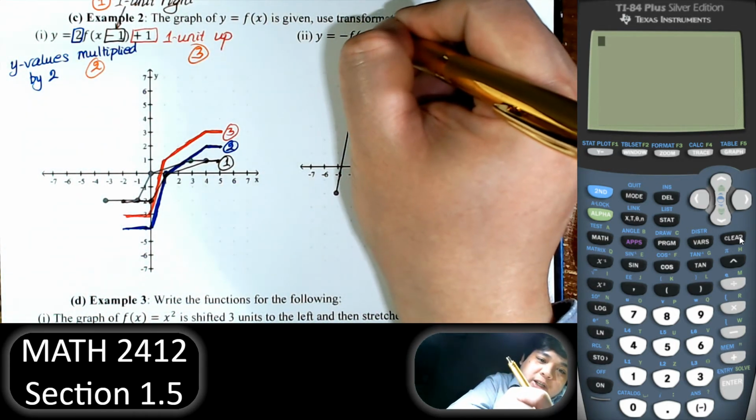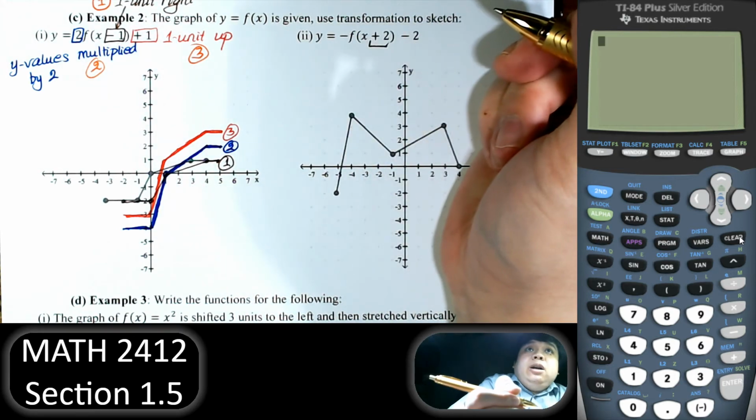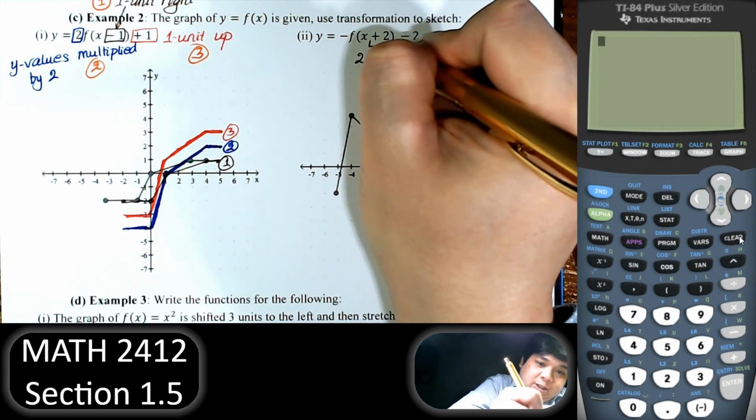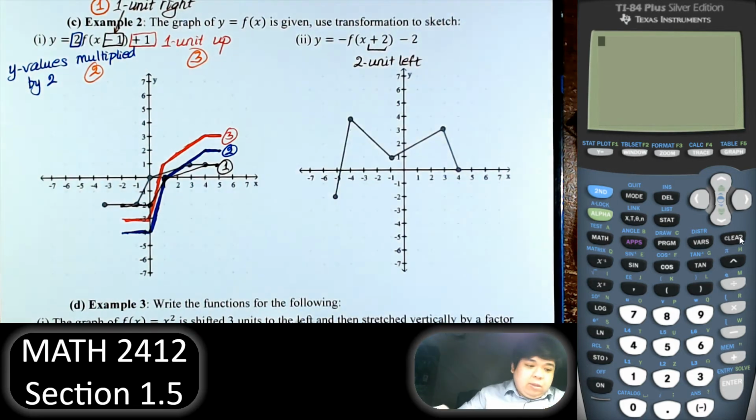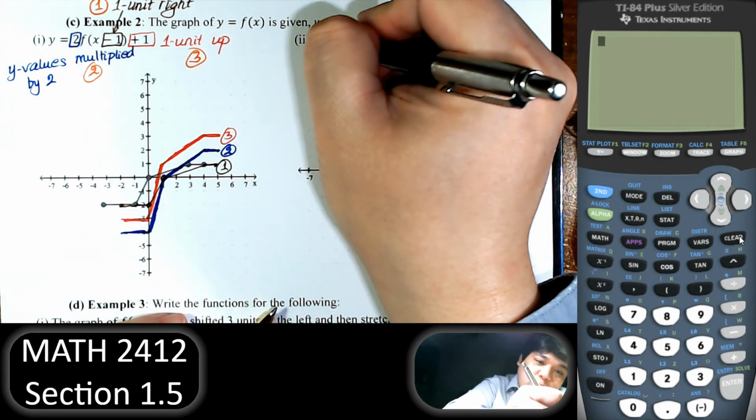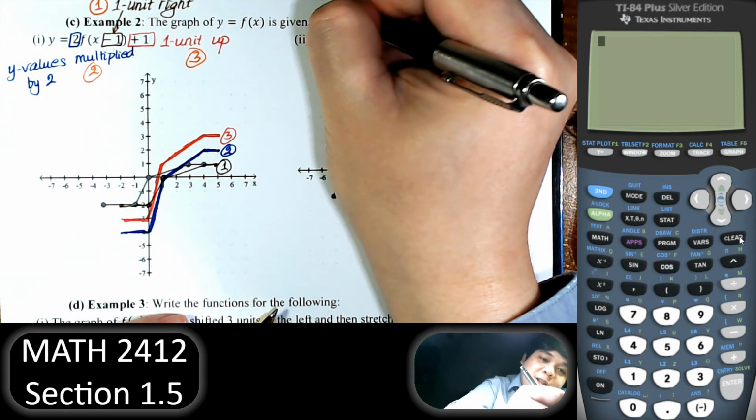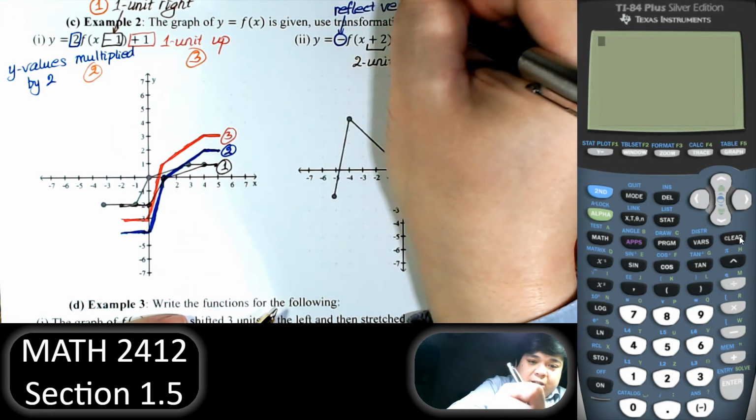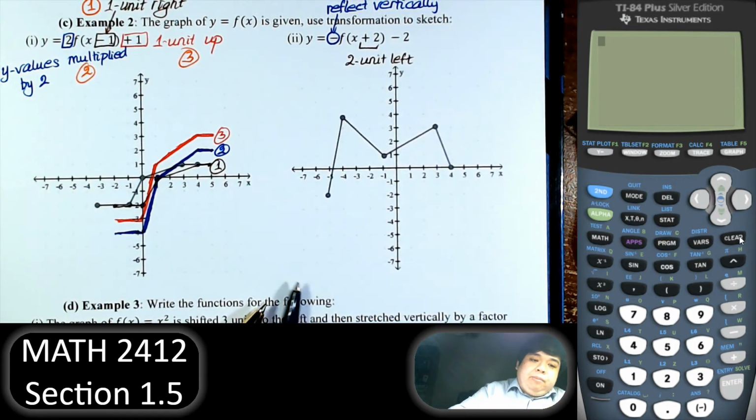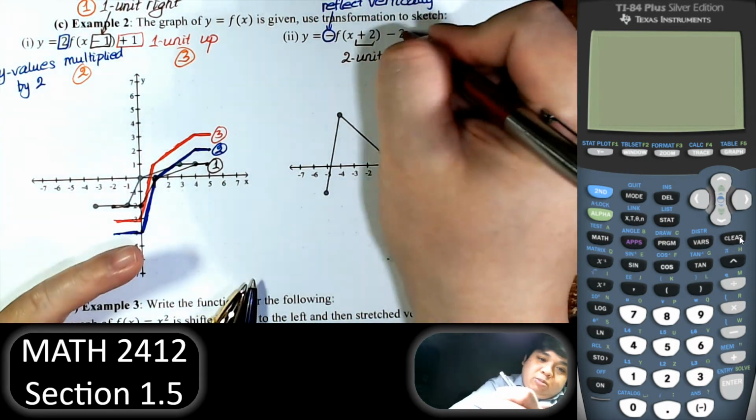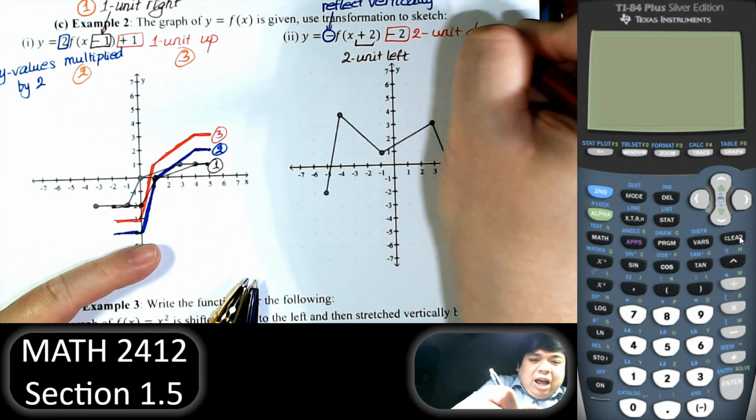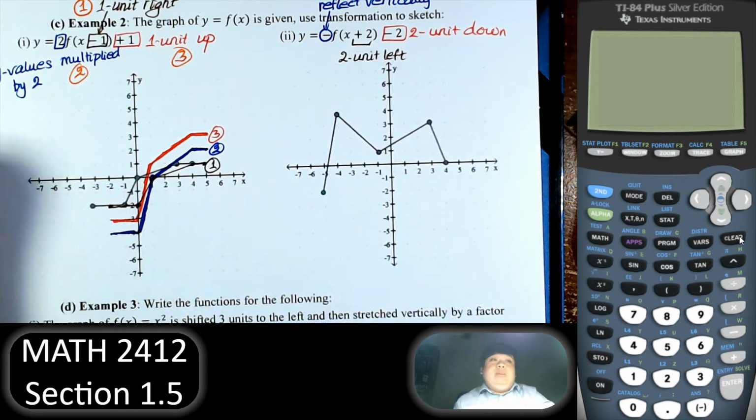Right, next. We have plus 2 here. That means 2 units to the left. There's the minus multiplied to it. That will be a reflection vertically. And then at the end, minus 2 be 2 units down. So we're going to write that out first. And then we determine the order of operation later, the order of transformation.